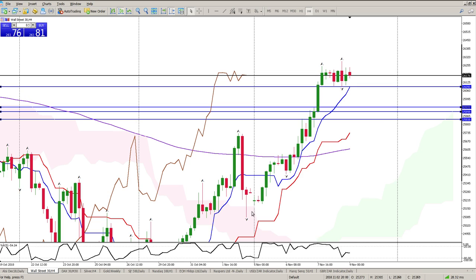If you were long, you'd have your stop up here at the moment, just in case it does break down here, because it's difficult to know which way it's going to go. But this is still an uptrend.